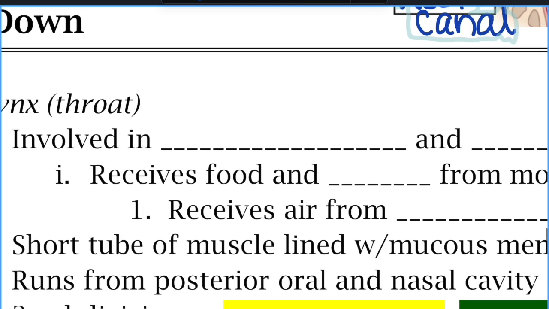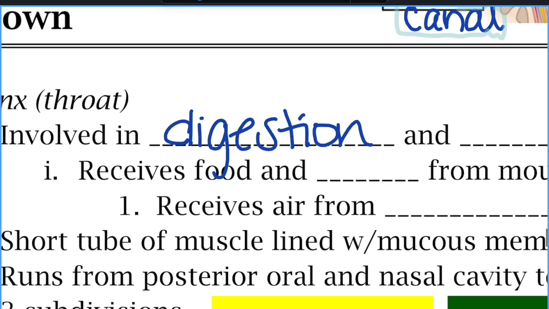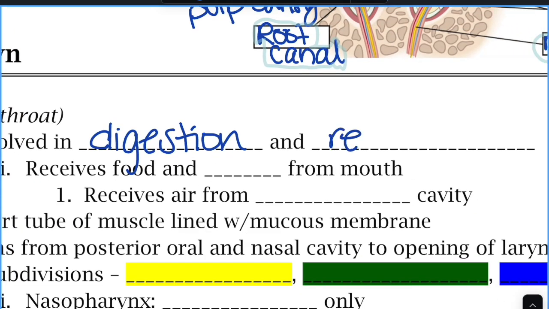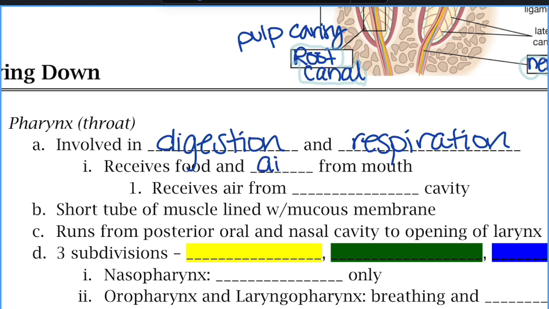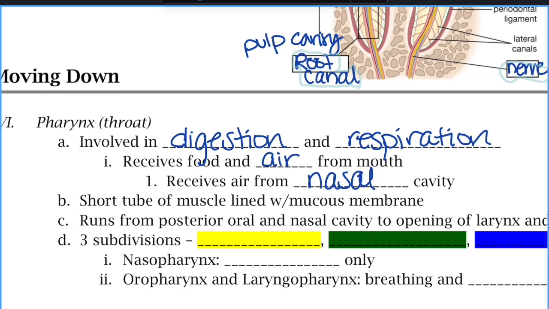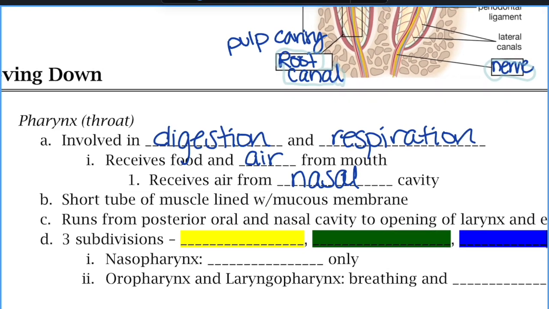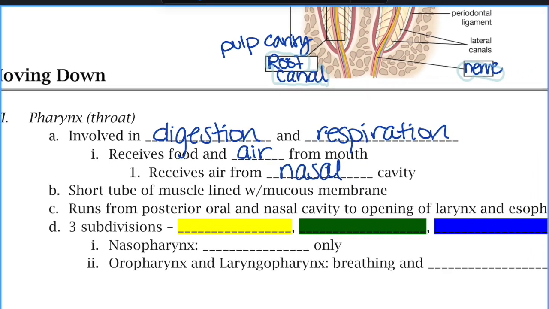Your throat is involved with digestion and respiration, right? So when you breathe, it receives food and air from the mouth and receives air from the nasal cavity. It is a short tube of muscle that's lined with a mucous membrane, and it runs posterior to your oral and nasal cavity, to the opening of your larynx and your esophagus.